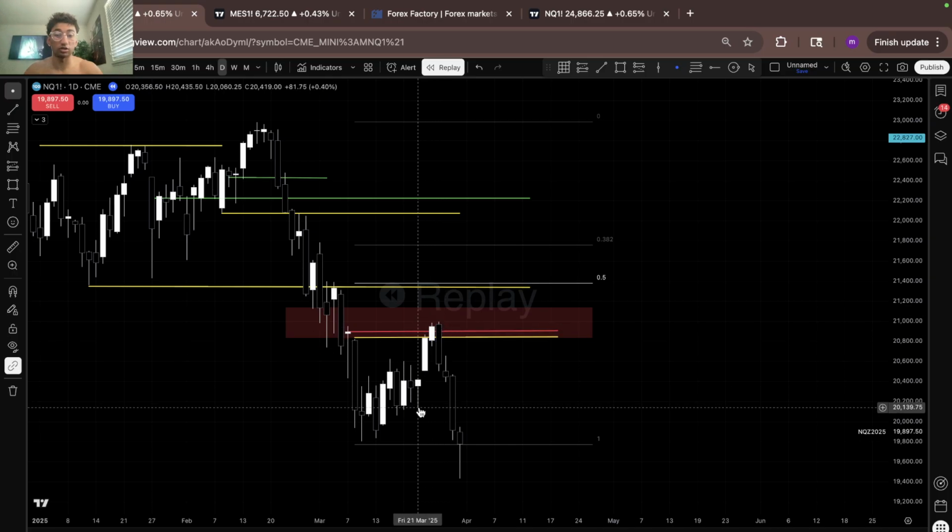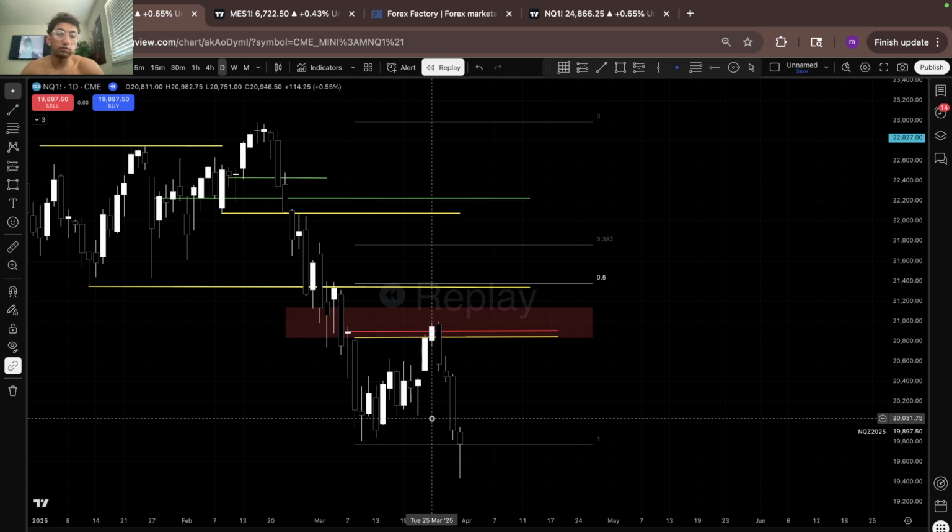So you could take longs off of this, right? You could take longs off of this previous day low sweep, but again, that'd just be trading against the trend, which I'm just not a fan of. When the higher time frame is telling you one thing, it's better to just wait.